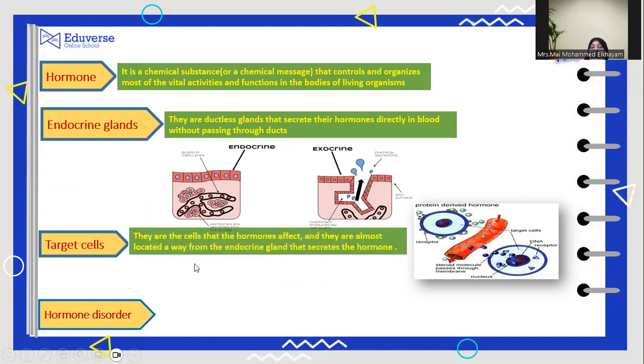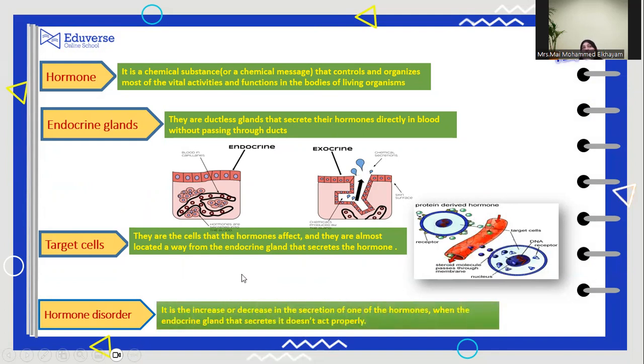What are target cells? They are the cells that hormones affect, and they are almost always located away from the endocrine gland that secretes the hormone. As you can see here, the blood vessel carries different hormones and delivers them to different target cells. Like here, this is the cell that will receive only this kind of hormone because it suits it. And this also. Hormone disorder.